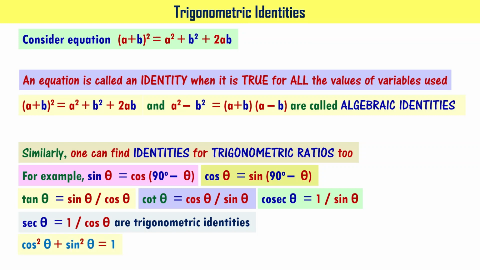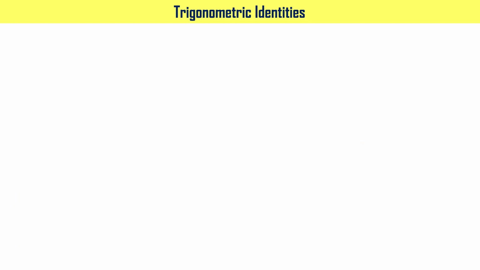Along with this, we can write few more identities. Cos square theta plus sin square theta equal to 1, sec square theta minus tan square theta equal to 1, and cosec square theta minus cot square theta equal to 1. These three identities which are written at the end are called Pythagorean identities. Let's learn about them. Let's derive cos square A plus sin square A equal to 1.